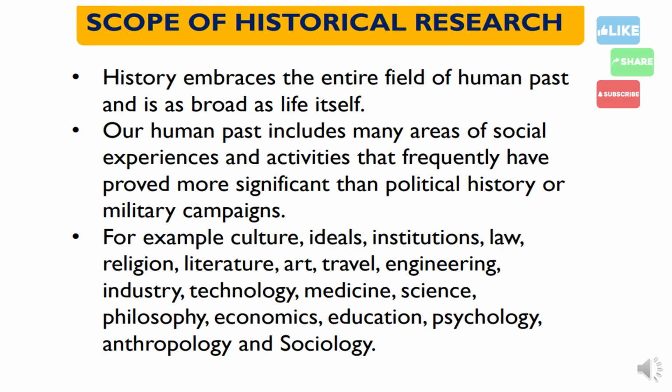Now, what is the scope of historical research? History embraces the entire field of the human past and is as broad as life itself. So our human past includes many areas of social experiences and activities that have frequently proved more significant than political history or military campaigns. For example, cultural ideas, institutions, law, religion, literature, art, travel, engineering, industry, technology, medicine, science, philosophy, economics, education, psychology, anthropology, and sociology are all examples.